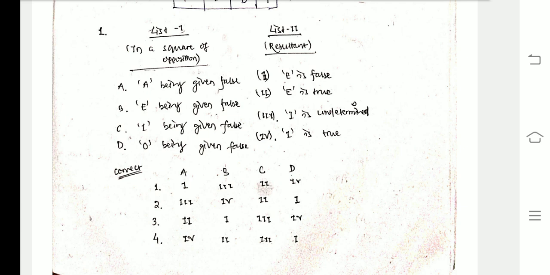Option 2 and 4. There we have to see E being given false. E is false, and as I is contradictory to E, so I will be true. B will take the fourth. So we get the answer option number 2.